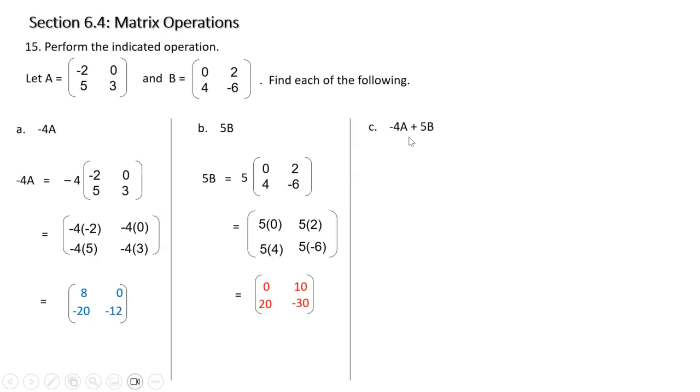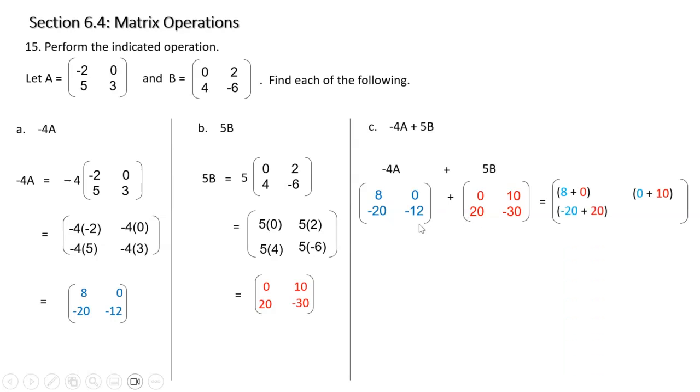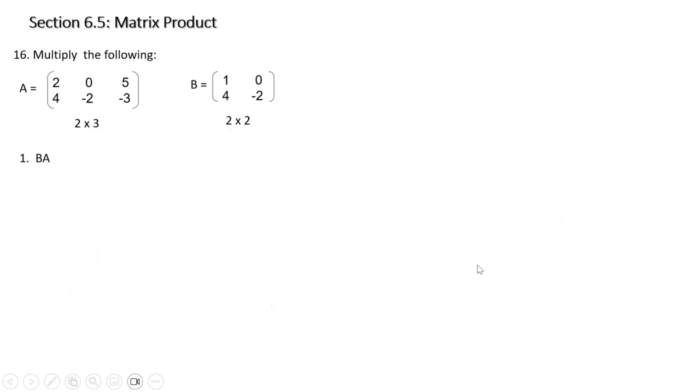Now for part C, I'm going to add negative 4A plus 5B. My negative 4A is the one that we just got in part A. Plus 5B, the 5B is what we got in part B. Now to add them, we're going to add 8 plus 0, 0 plus 10, negative 20 plus 20, and negative 12 plus negative 30. Here's my result. It's going to give us 8, 10, 0, and negative 42. That's my solution for part C.